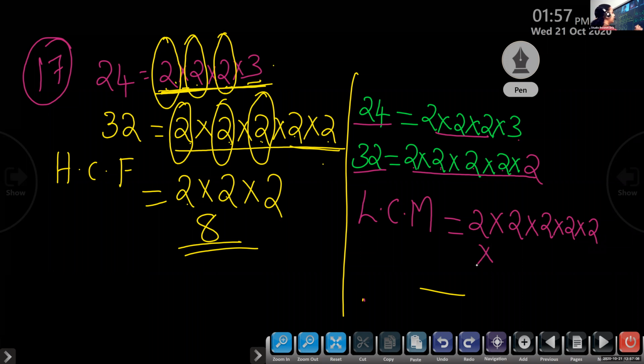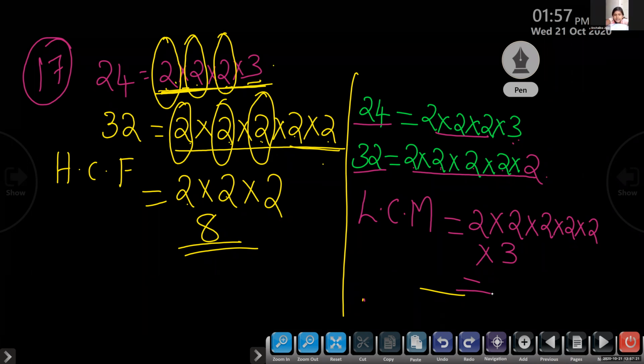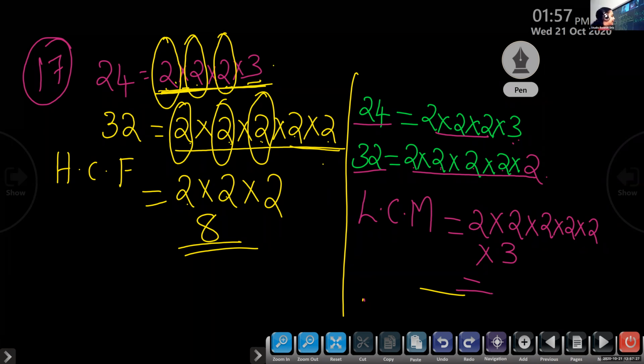And one more thing is there. Here there is no 3, but here 3 is repeated. How many times? 1 time. So write, multiply and tell me the answer. 2 into 2, 4 into 2, 8 into 2, 16 into 2, 32 into 3. The answer is 96.